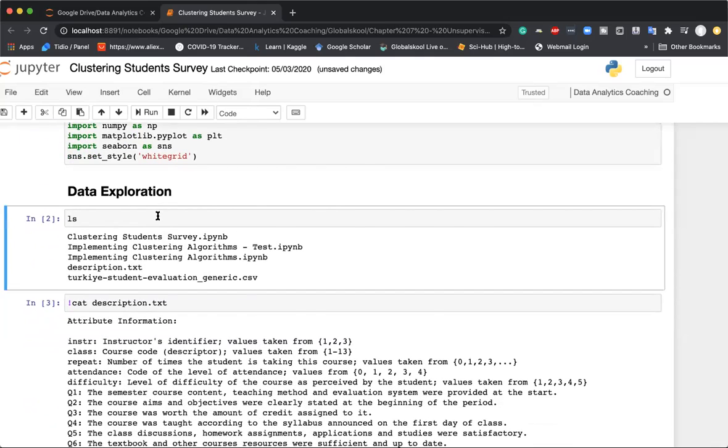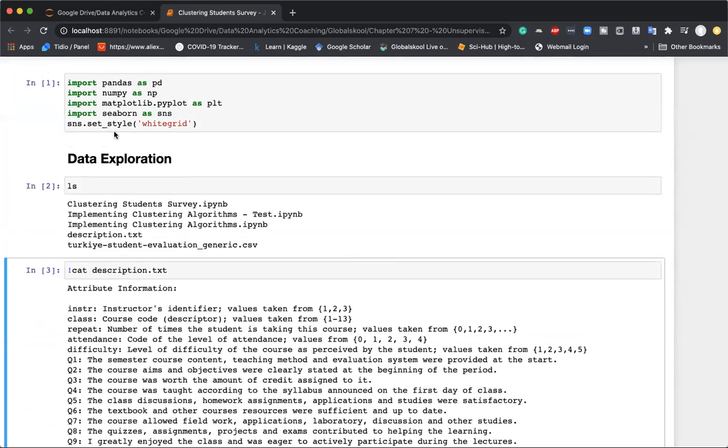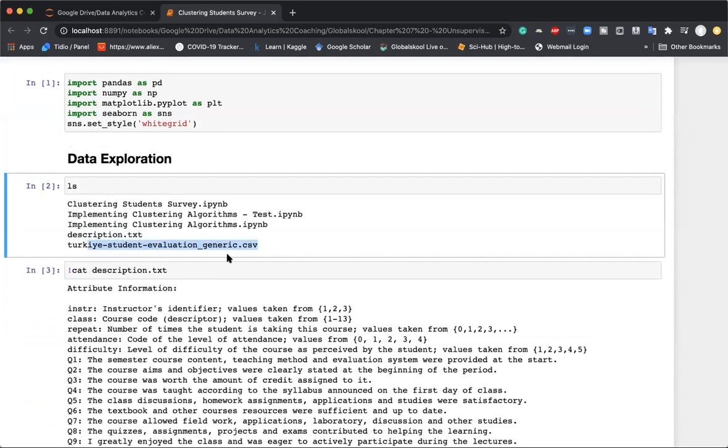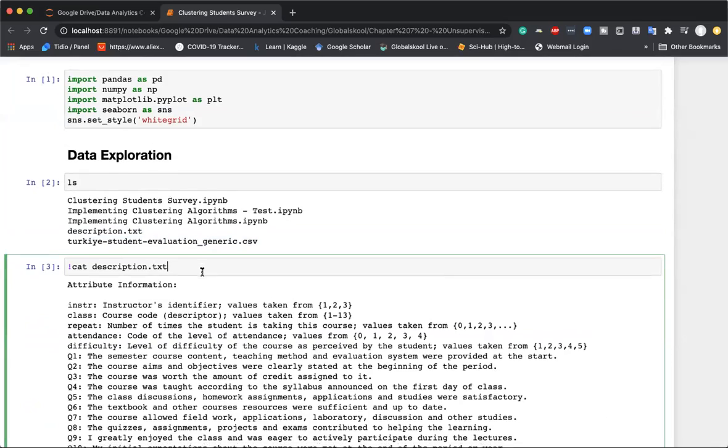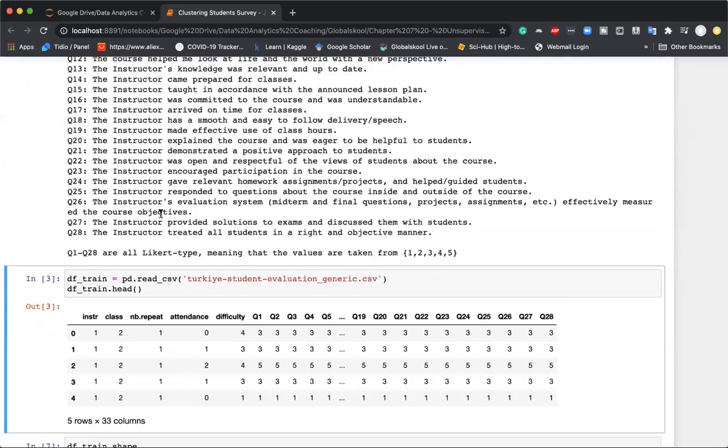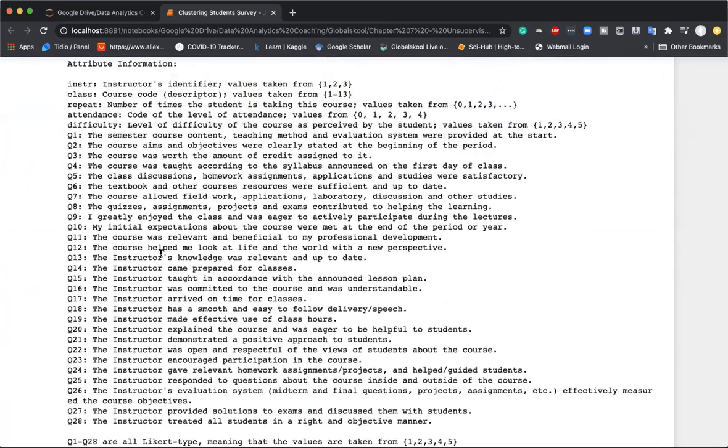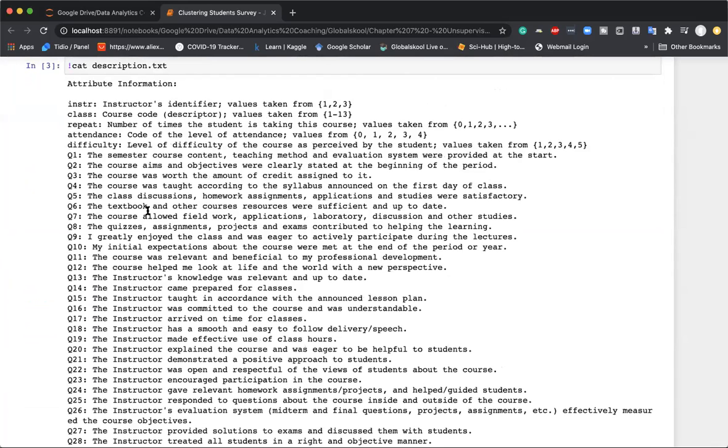If I do an ls on my folder, I know that I have a file called description.txt, and I have this CSV, which is the Turkey student evaluation. If I print the contents of the description file, it gives an idea of what attributes are available in the data.